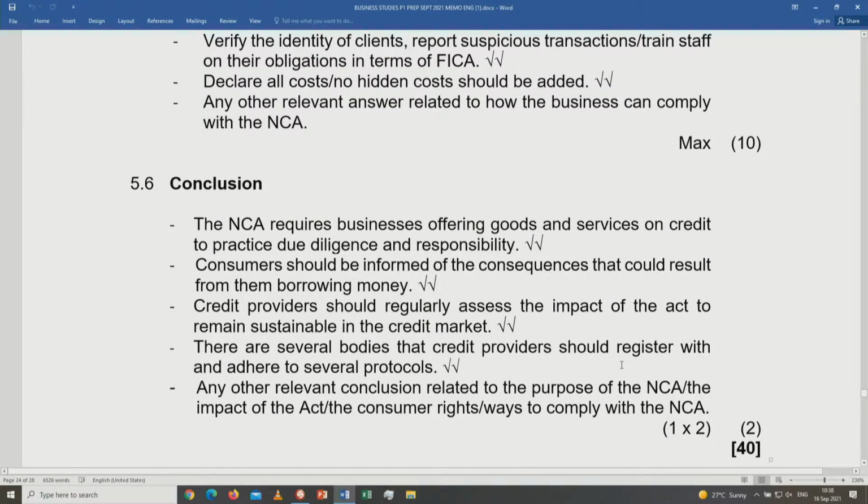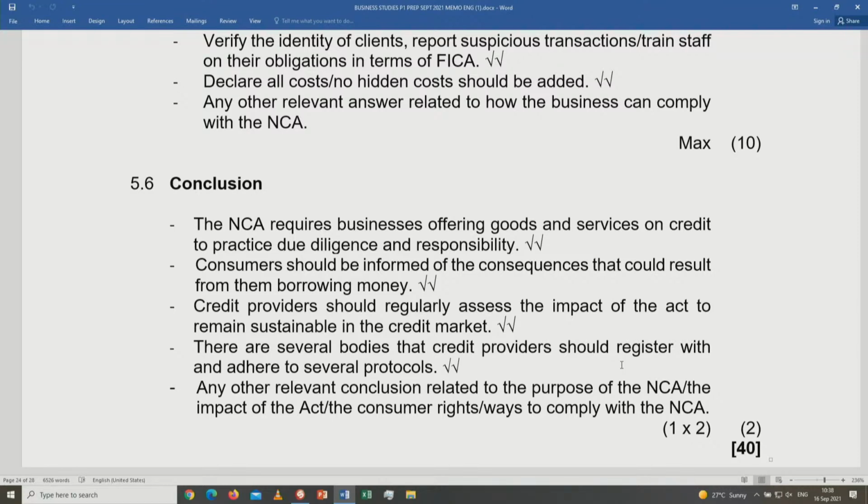Conclusion, we are looking for a concluding statement. And remember what I said earlier on. The conclusion should also link with any bullet in the question. That would make the conclusion to be relevant. Let's look at the first concluding statement in the marking guideline. It says, the NCA requires businesses offering goods and services on credit to practice due diligence and responsibility. So you can link this with the first bullet in the question, which is about the purpose.